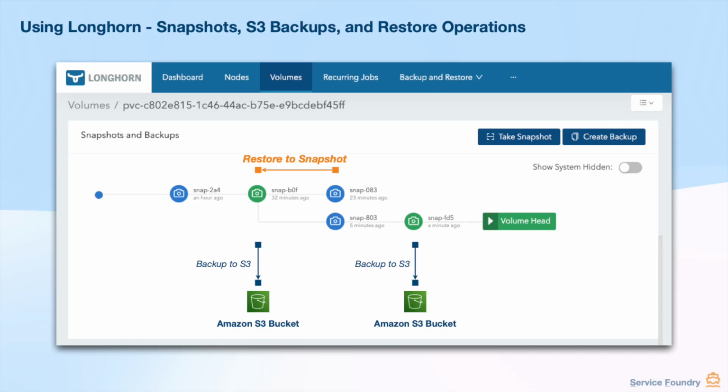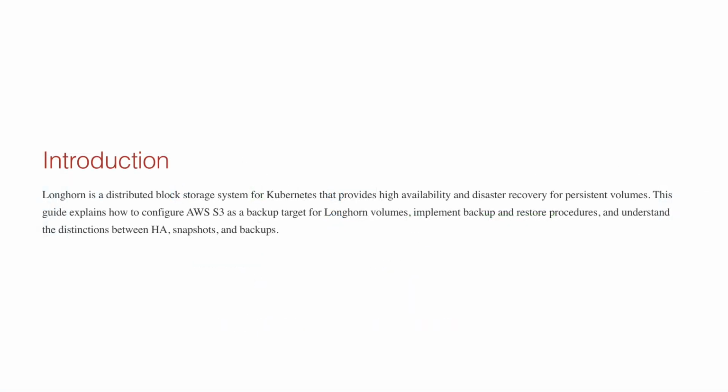Welcome to this comprehensive guide on Longhorn snapshots, S3 backups, and restore operations. Longhorn is a distributed block storage system for Kubernetes that provides high availability and disaster recovery for persistent volumes. In this video, we'll walk through configuring AWS S3 as a backup target for Longhorn volumes, implementing backup and restore procedures, and understanding the critical distinctions between HA, snapshots, and backups.